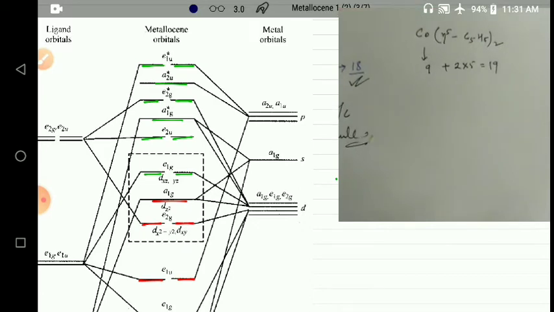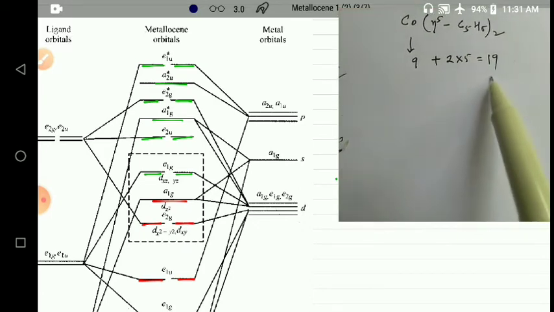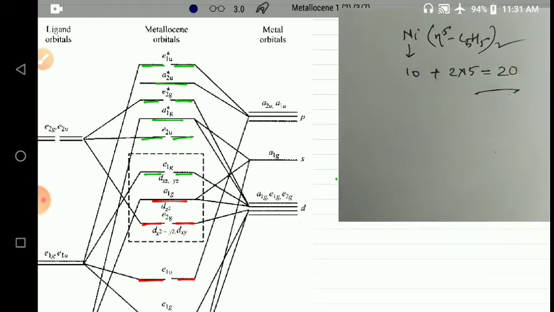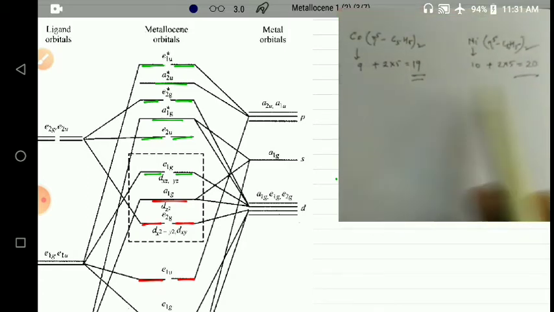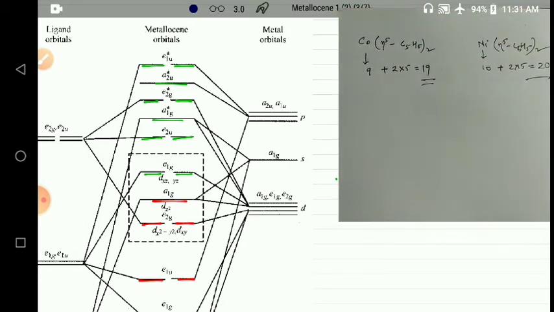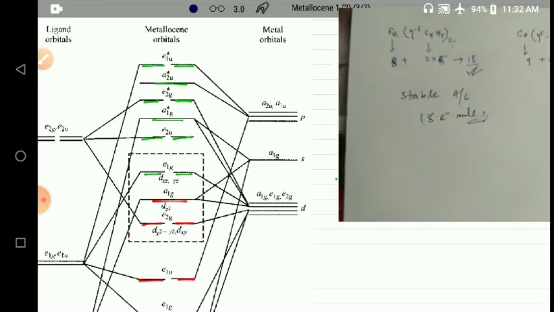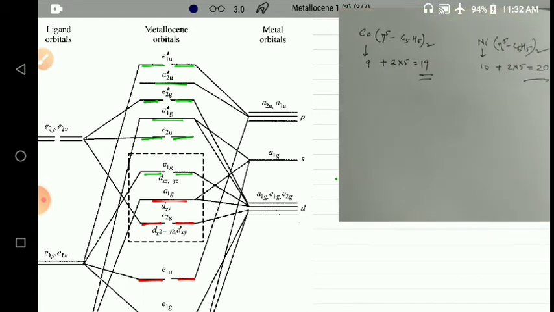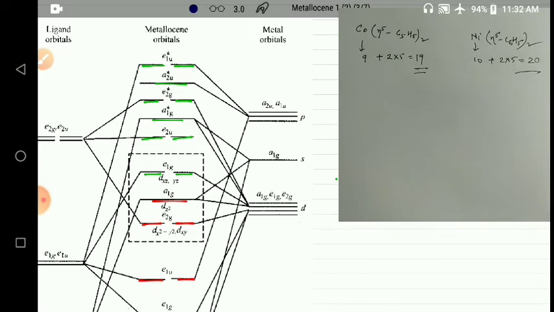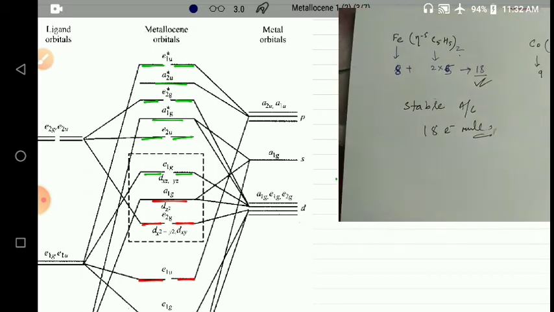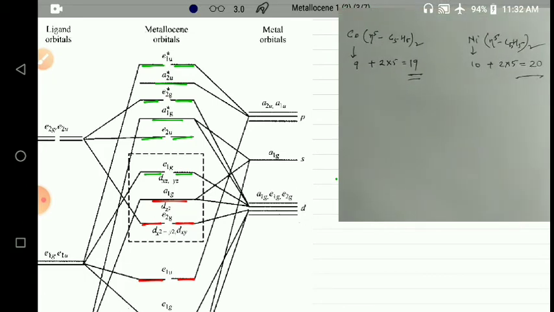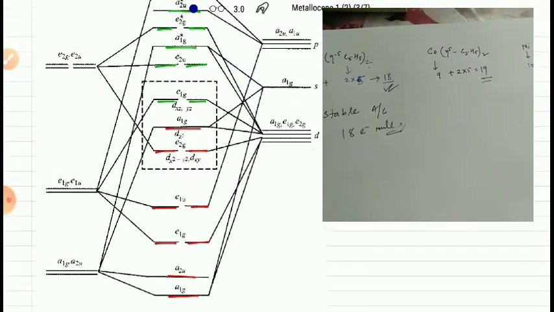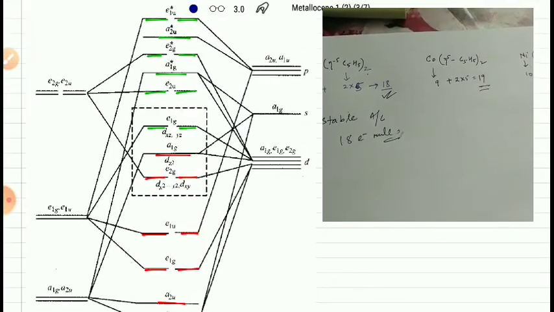If you come to the other metallocene examples, one will give you 19 and the other will give you 20 electrons. So that means these two are slightly less stable than this one. How are we going to justify or understand this stability of the iron complex, which is more stable than these two? We can use the molecular orbital diagram.